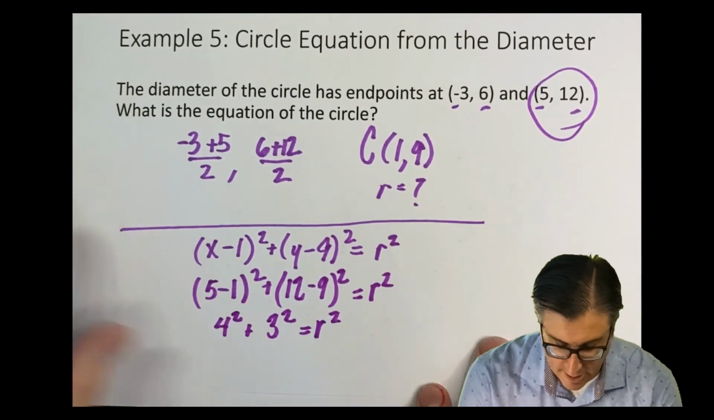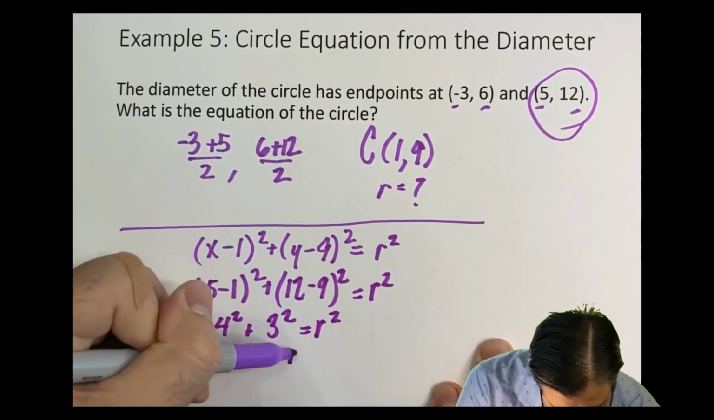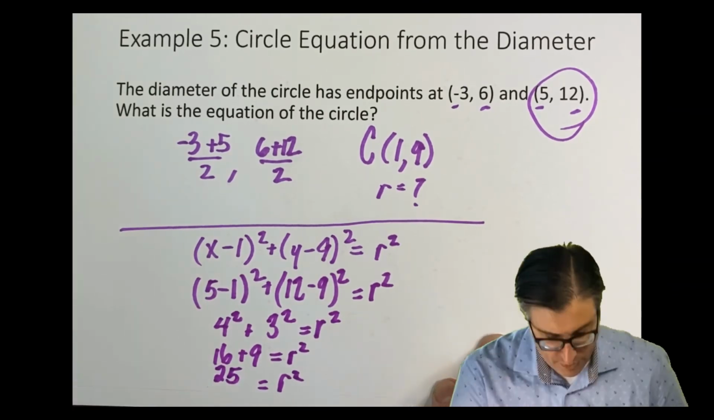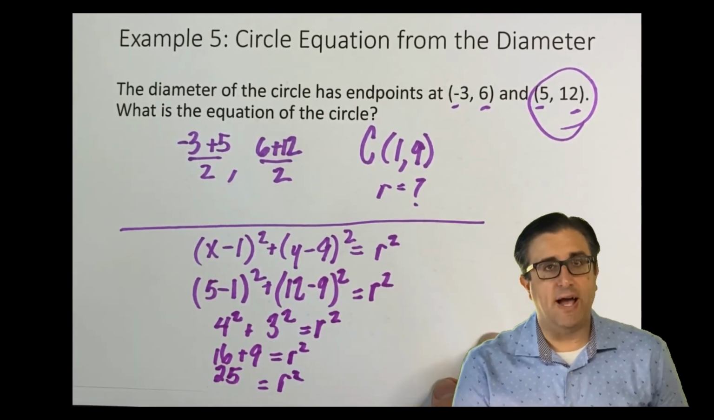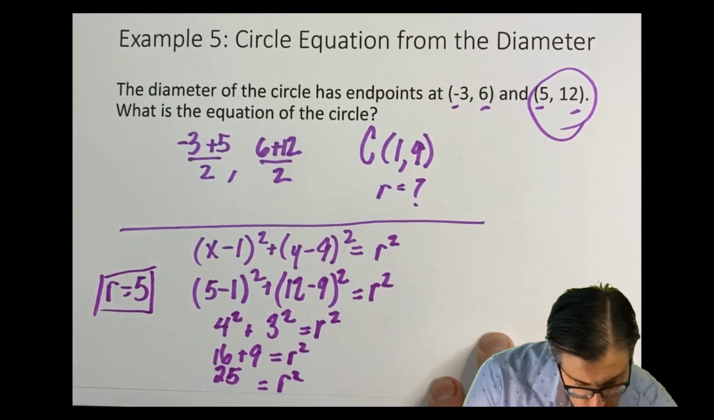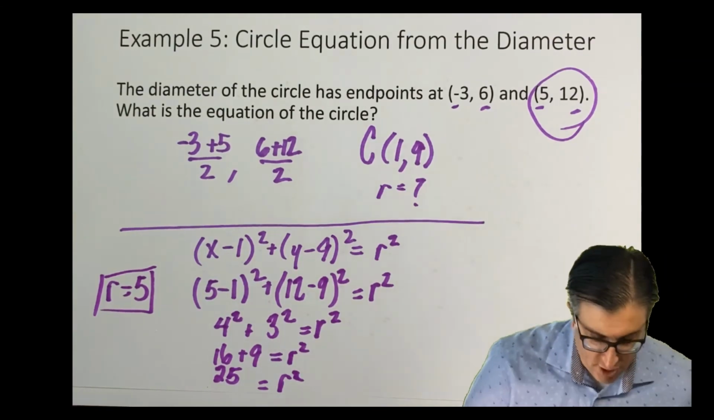You should notice this looks like a Pythagorean triple. 4 squared is 16, 3 squared is 9, that equals r squared. So I know that r squared is 25. Now if I asked you how big the radius was, the square root of 25, which is 5. That's not required for this problem. I want to know what the equation is.